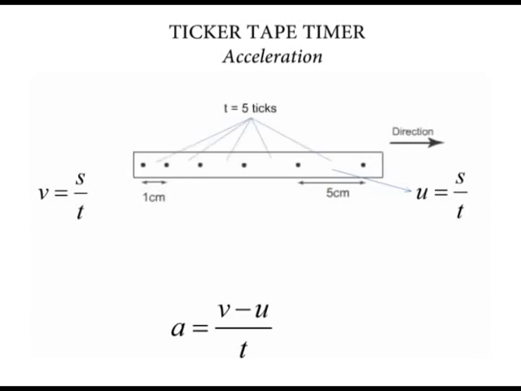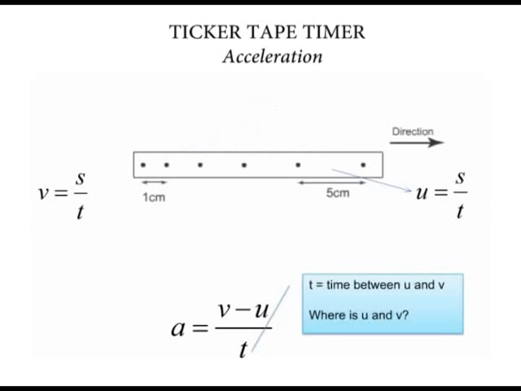Now there are 5 ticks from the first dot to the last dot. However, these 5 ticks is not the time we want. As we mentioned, time taken is the time between the initial velocity u and the final velocity v. But then, where is u and v? Well, since u and v are the average velocities, they are in the middle of the length we measured for finding u and v. For example, v is in the middle of the 5 centimeters and u in the middle of the 1 centimeter. So the time between u and v is 4 ticks. This is very important in finding acceleration.